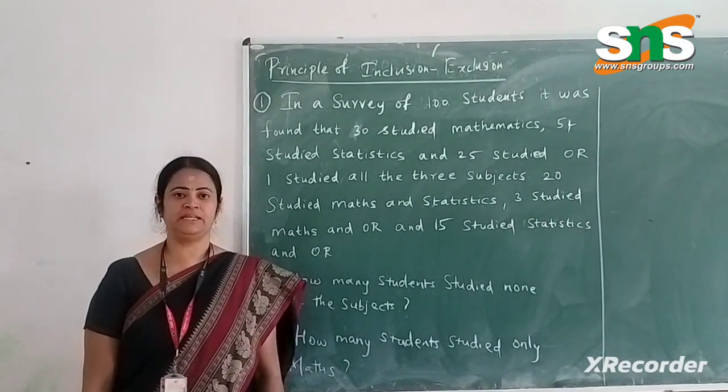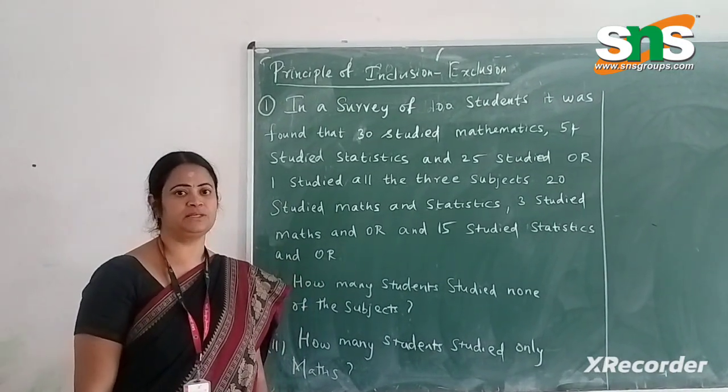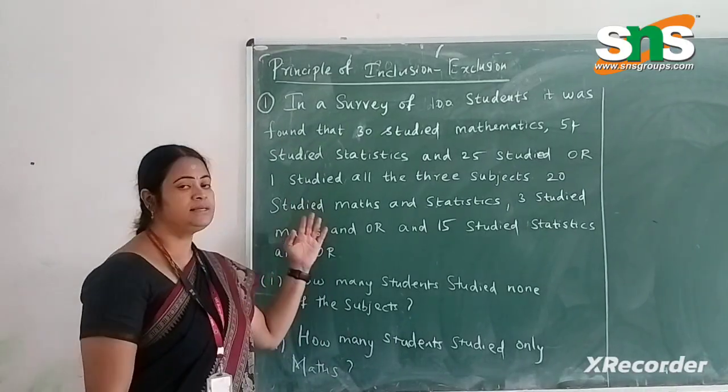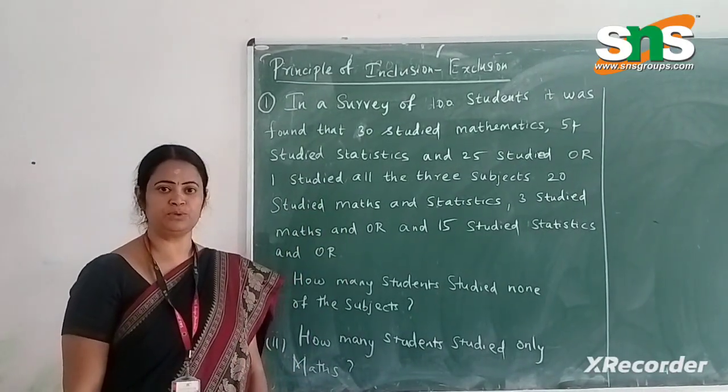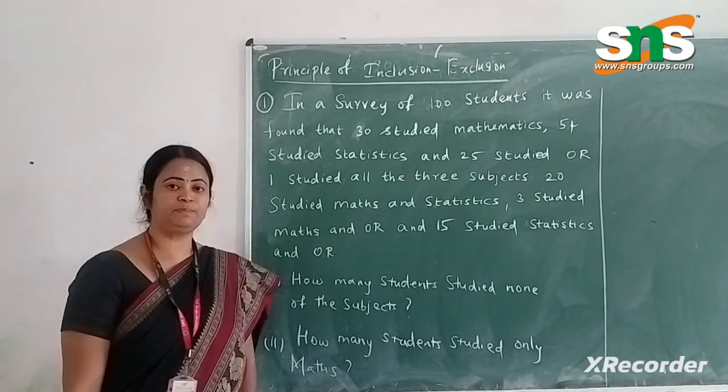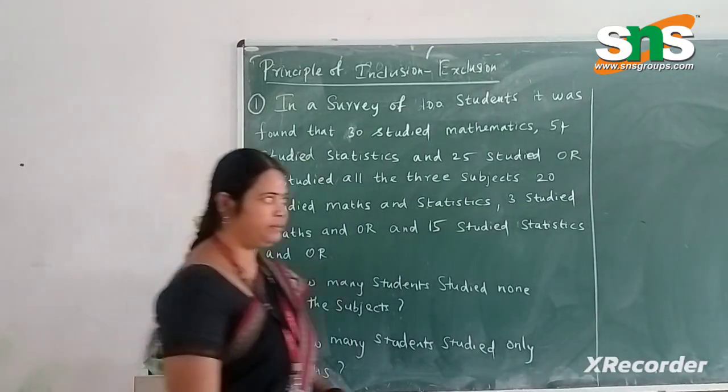In the previous class we have seen about the recurrence relation, mathematical induction and so on. So in this class we are going to see about the principle of inclusion and exclusion. So what do you mean by the principle of inclusion and exclusion? It is given by the formula.